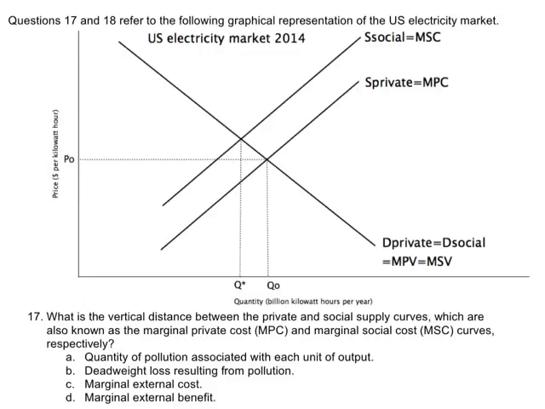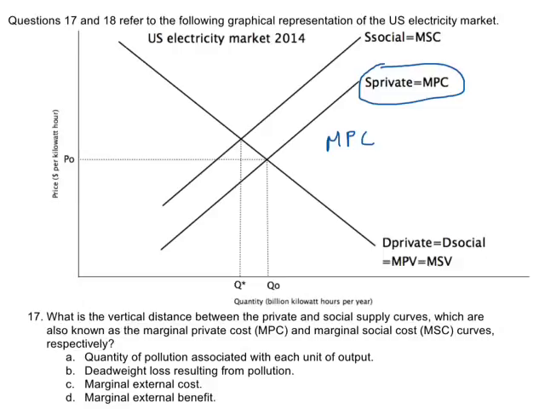Number 17, what is the vertical distance between the private and social supply curves, which are also known as the marginal private cost and marginal social cost curves, respectively? Well, as we know from our reading, the marginal private cost curve is the supply curve that we've been dealing with all along. This is the cost that suppliers of electricity face, and these are the costs that private agents interacting in the market think about as they make their decisions about how much electricity to supply.